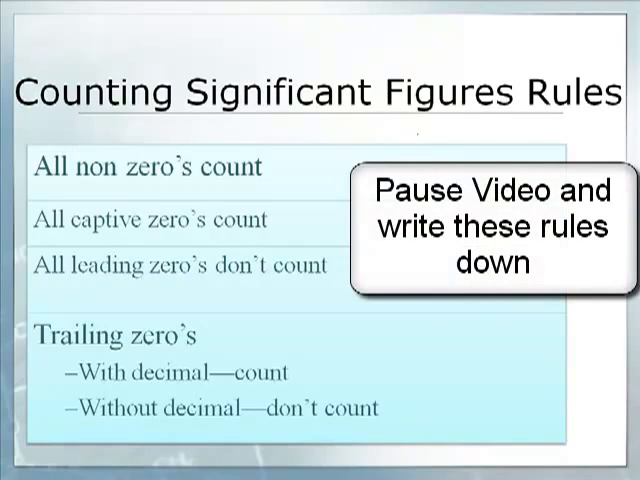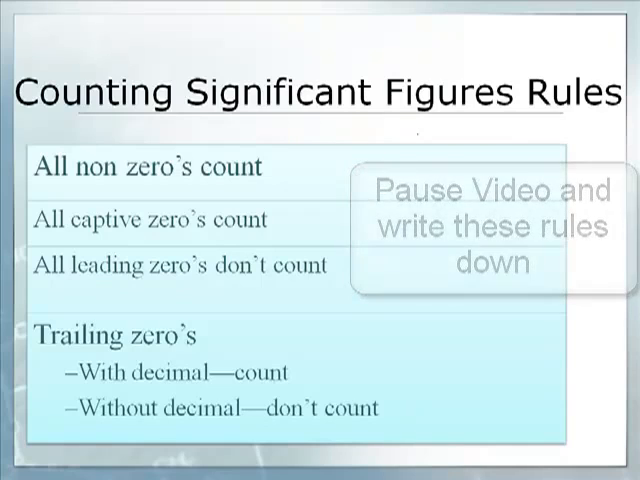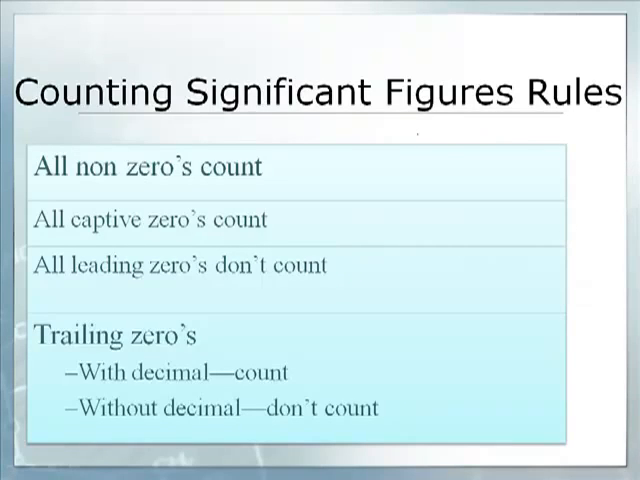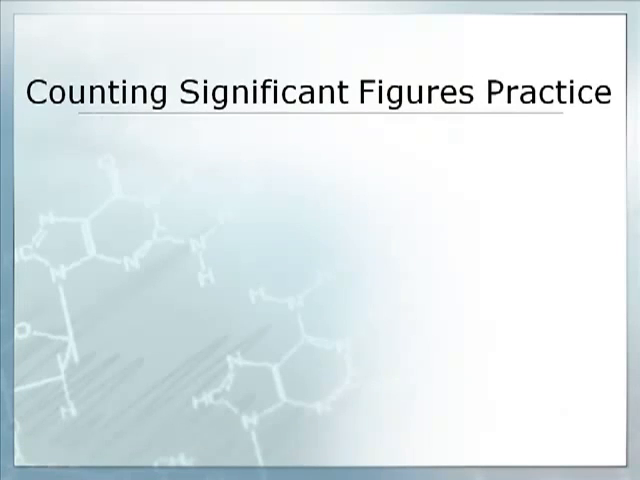Okay. All non-zeros count. All captive zeros count. All leading zeros don't count. Trailing zeros with a decimal count. Without a decimal, they don't count. Yep, and we'll give you some examples. We're going to do nothing but examples to the end of this podcast.